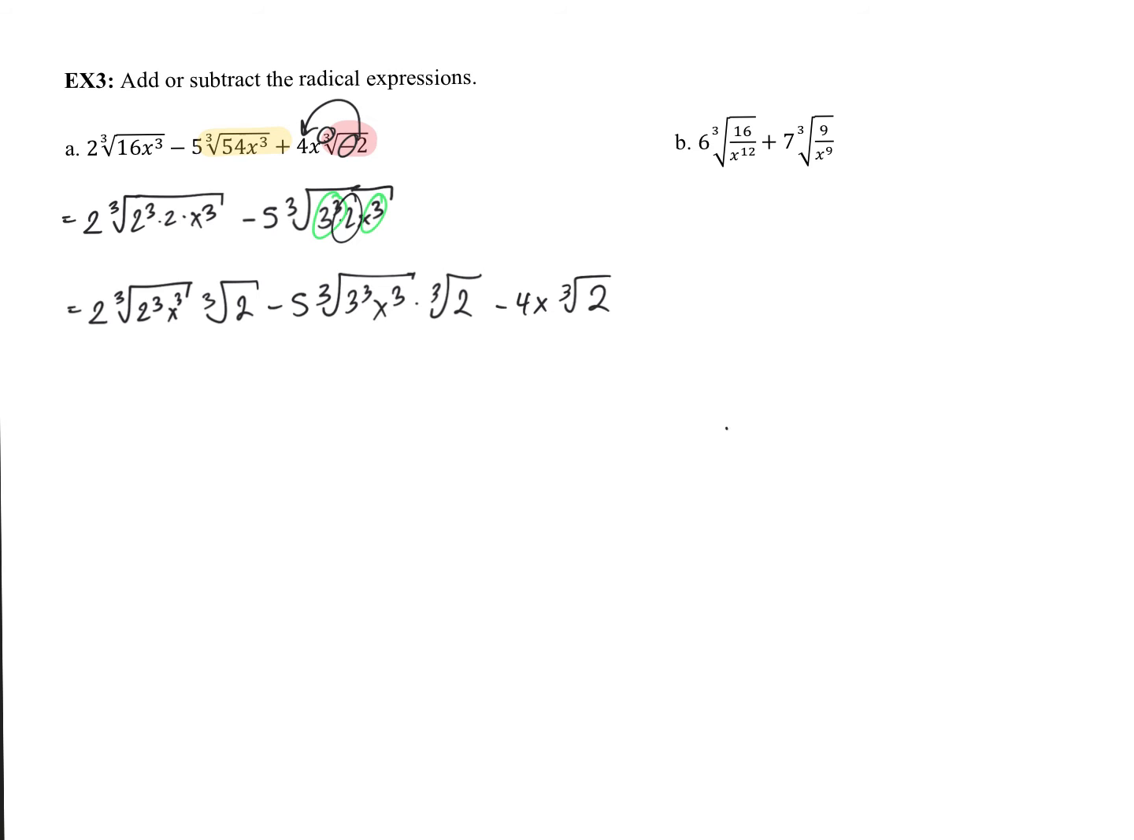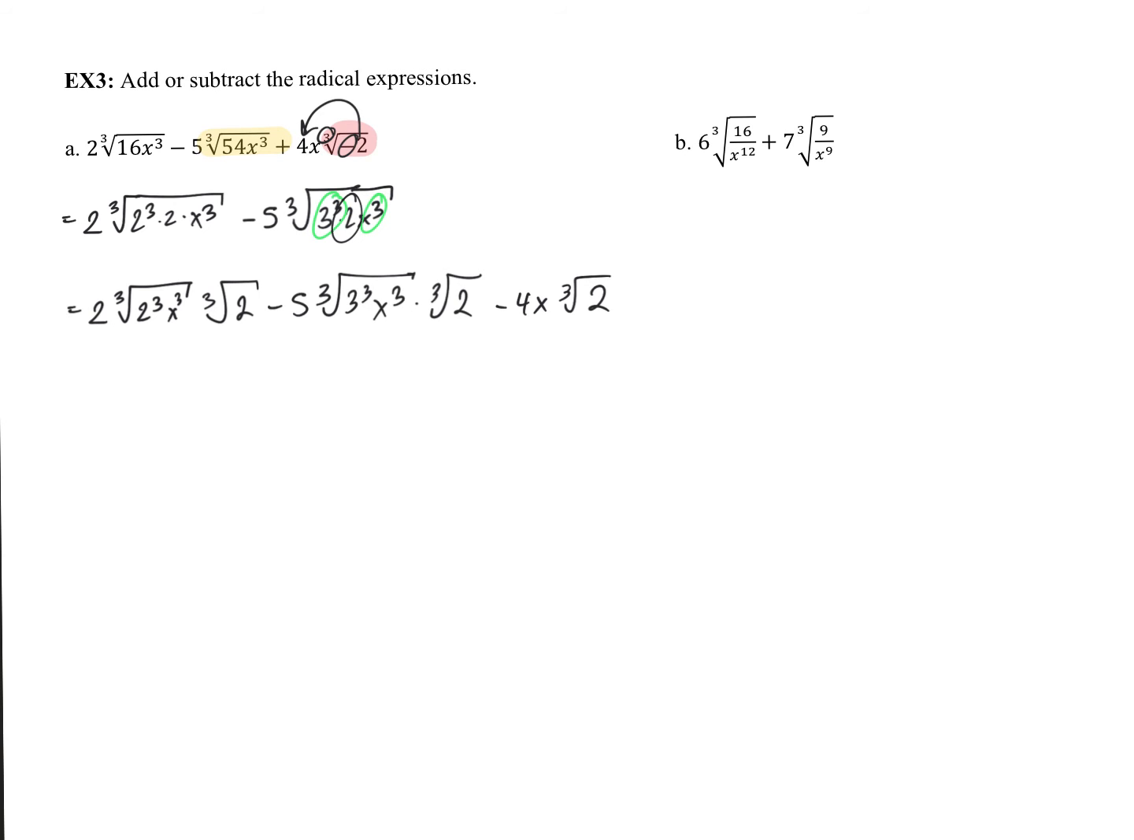So notice here, if that had been the square root of negative 2, that would be not a real number. But since we have an odd index, which is a 3 in our case, we could pull that negative out. So keep an eye on that.